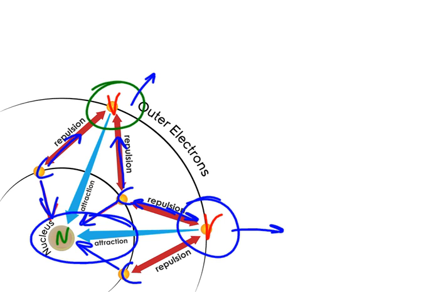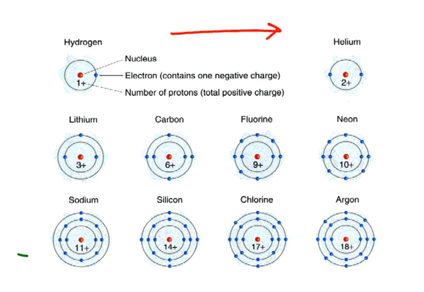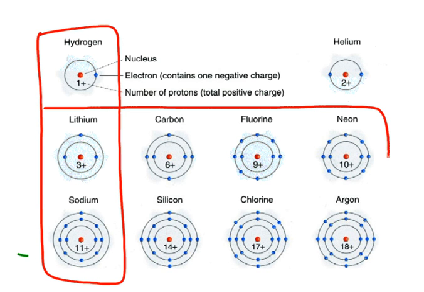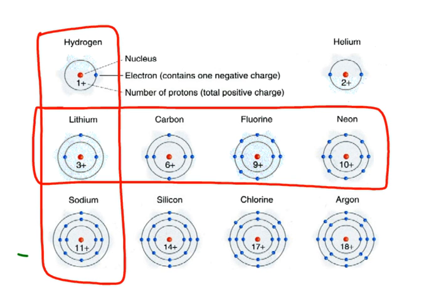Okay, so let's go ahead and do a quick comparison here. Let's look at a group and a period. So let's pick on these guys here, and we'll pick on these guys here. First we'll pick the group. So we're picking the group. What's happening as I go down my family? What's happening if I go down my group? My number of core electrons is increasing.